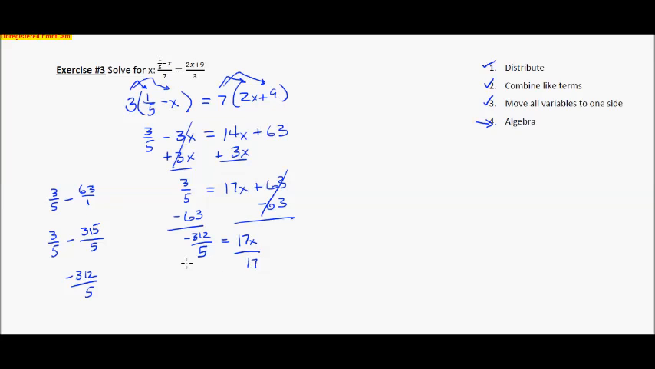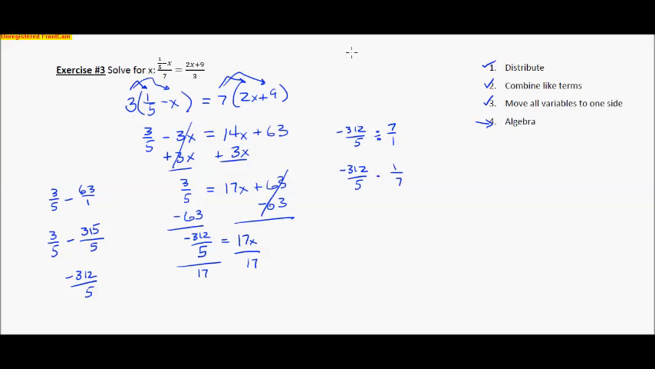Alrighty, and then one more step to go. Divide by 17. Divide by 17 over here. And I'm going to write this one over here, just to give me a little more space. So that's negative 312 over 5, and I'm going to divide by 17 over 1. Well, when you divide by a fraction, you multiply by the reciprocal. And I'm hoping that this could reduce.